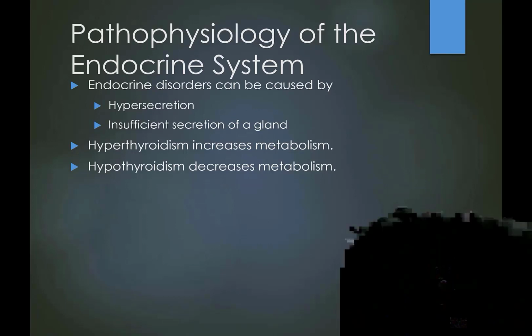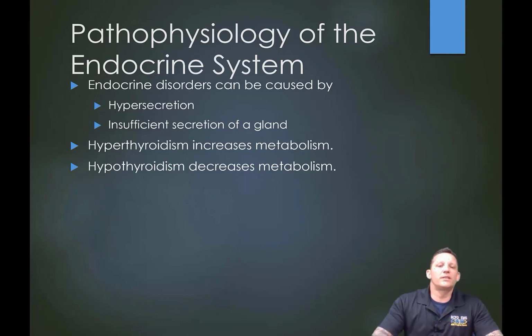So when we're talking about endocrine disorders, these disorders are either by hypersecretion or insufficient secretion. So hyperthyroidism increases the metabolic rate. Some of the side effects would be tachycardia, because we're telling the body to increase its metabolic demand.